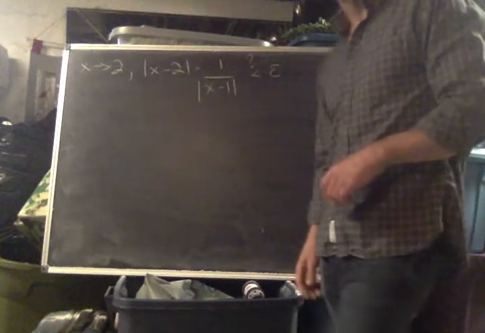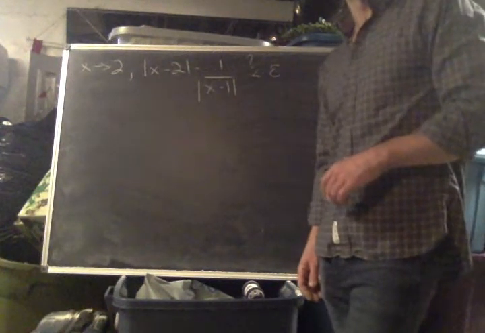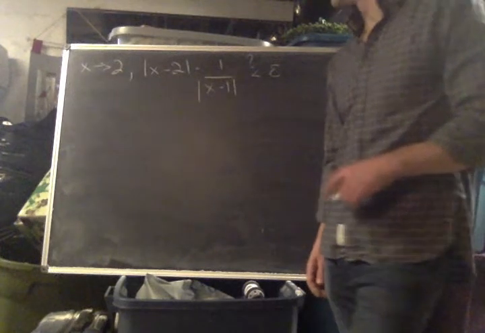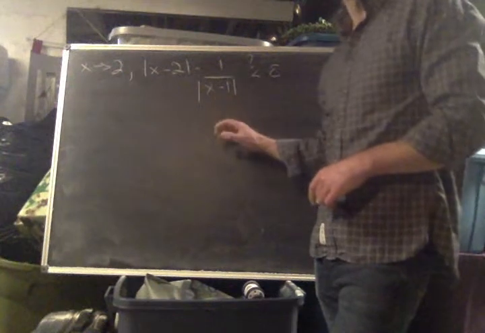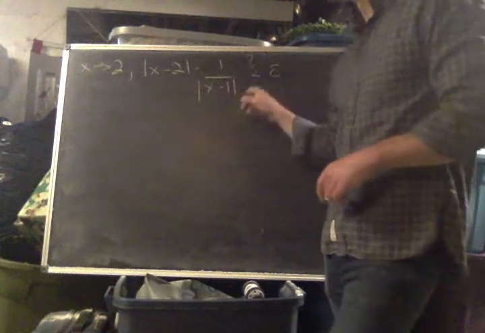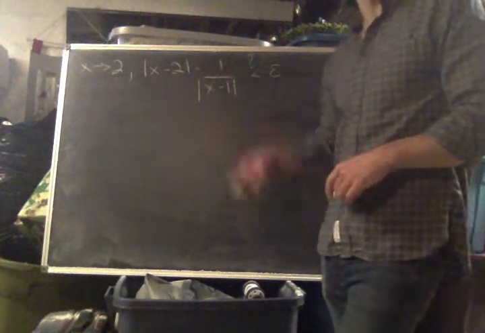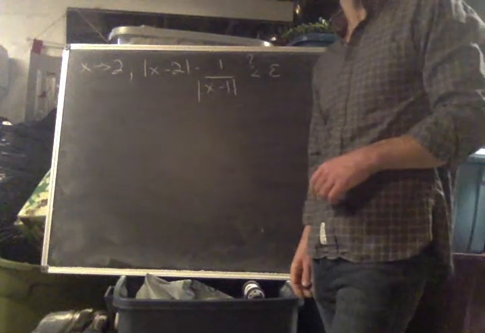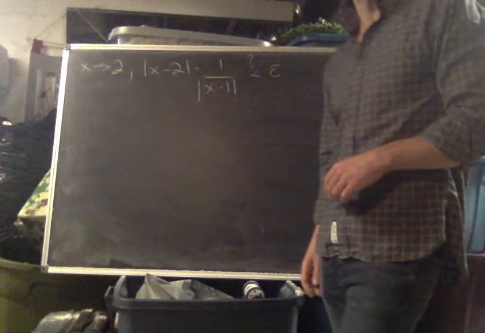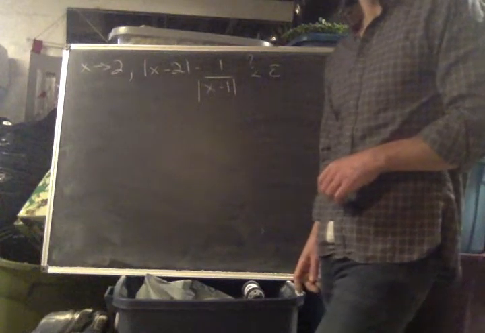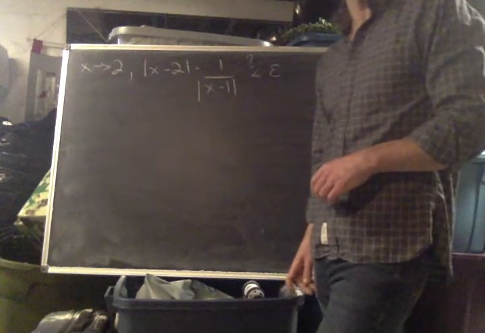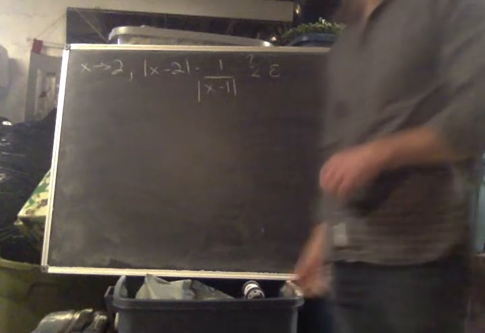If you choose an initial delta of 1, you're going to have problems, because that will allow x to get as close as you want to the number 1, and then you will not be able to get an upper bound on this thing here. Okay, so this is somehow in the same sort of spirit as the proof of the statement that the limit of 1 over x is equal to 1 over c as x approaches c, where c is greater than 0.